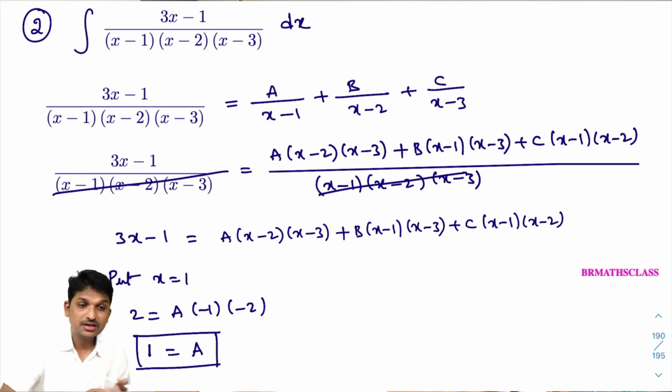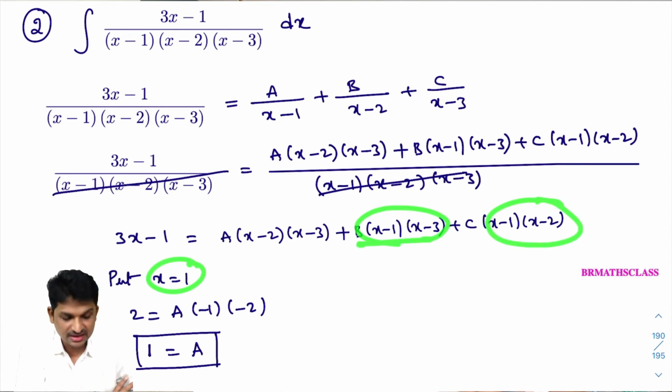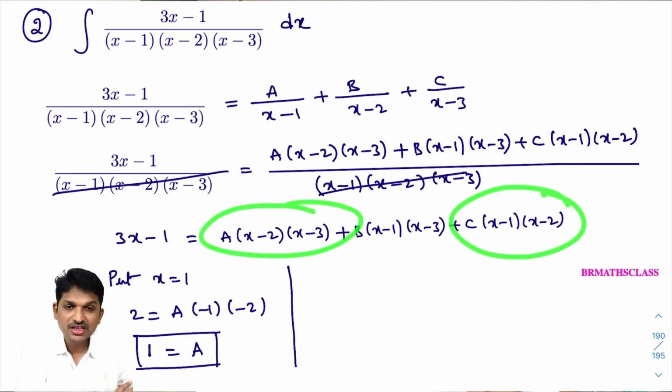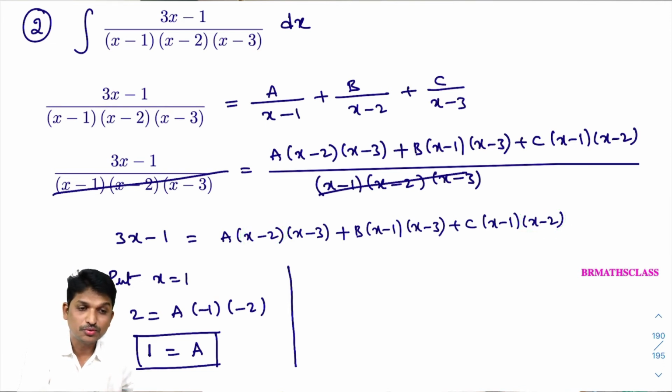Look here, one important thing. When I put x equal to 1, this will become 0. No need to write these things. Now, what do I want? I want b value. If you want b value, you need to make this term 0. In these two terms, do you observe any common term? x minus 2 is common in both, right? So I'll put x equal to 2.